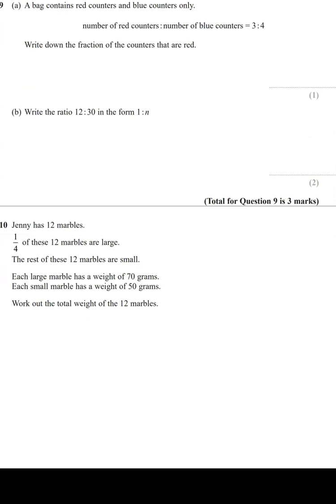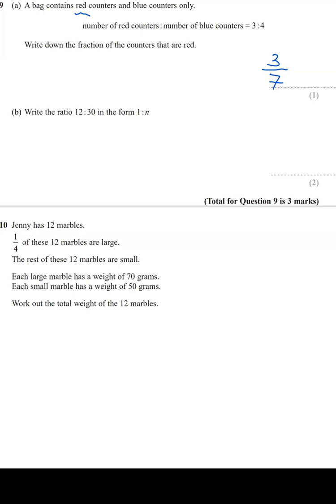Right, number 9. A bag contains red counters and blue counters. The number of red counters to the number of blue counters is 3 to 4. Write down the fraction of the counters that are red. Well, red is the first one, and actually that's 3, and then 4 blue, so we've got 7 in total, so it's 3 out of 7, because I've added those two together.